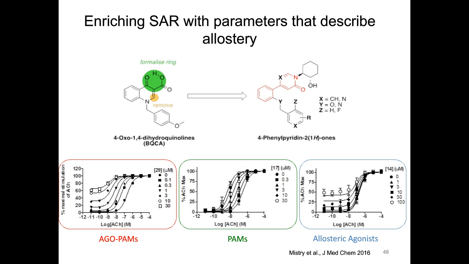So interestingly, within this series, we could identify ligands with quite different properties. On the left-hand side, we have, just like BQCA, an ago-PAM, so it displays not only potentiation of acetylcholine, but also agonism. We have PAMs that display no agonism, and we also have allosteric agonists.